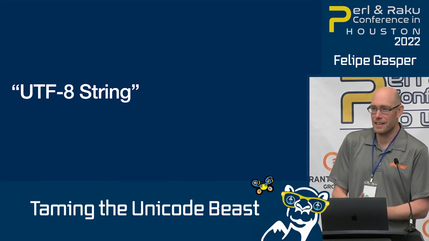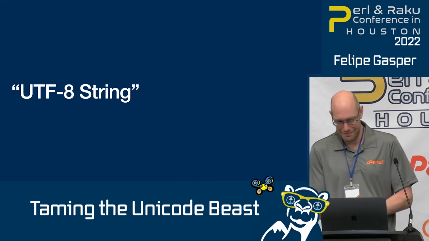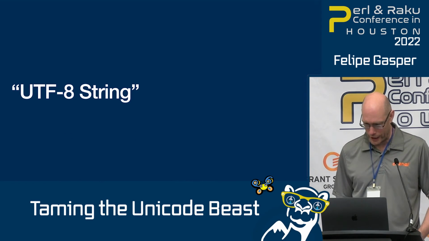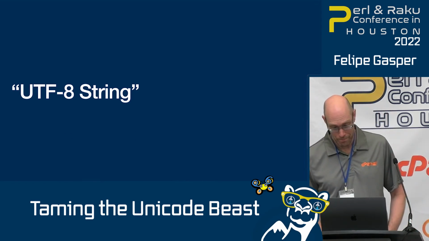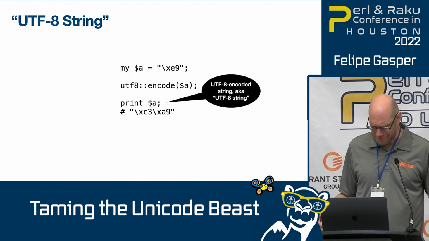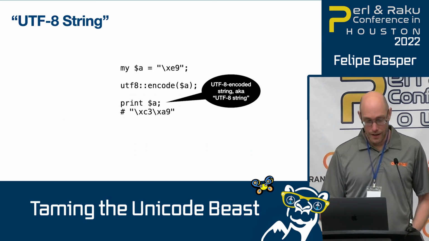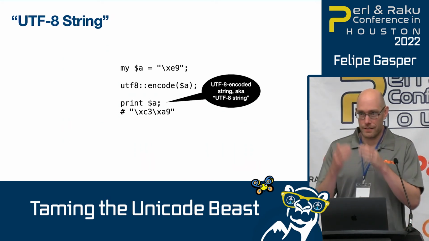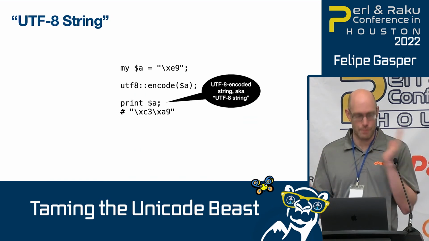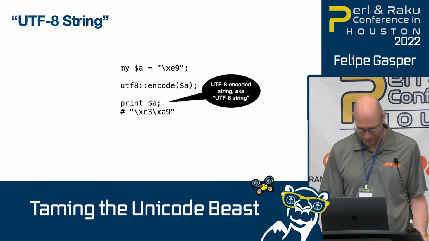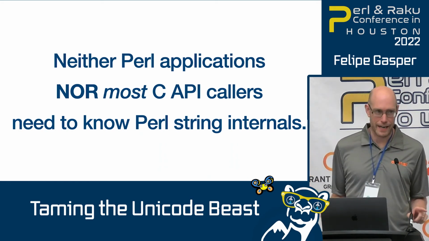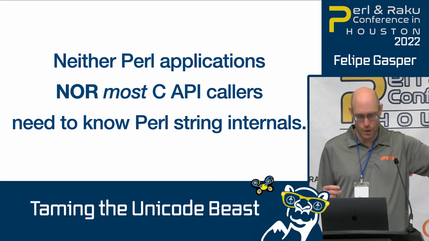And here's another fun one. UTF-8 string. To understand why this term is problematic and maybe even controversial, we have to look at parts of Perl's internals even more. Now, for most of us, for audiences 1 and 2, in my little perspectives thing at the beginning of the speech, this is what a UTF-8 string is. It is a string whose code points represent the UTF-8 encoding of some Unicode characters, right? And again, before I go on, remember, neither Perl applications nor most C API callers need to know what I'm about to show you.